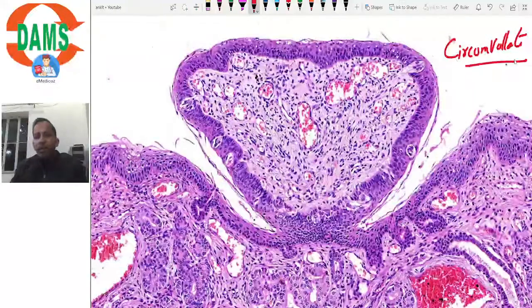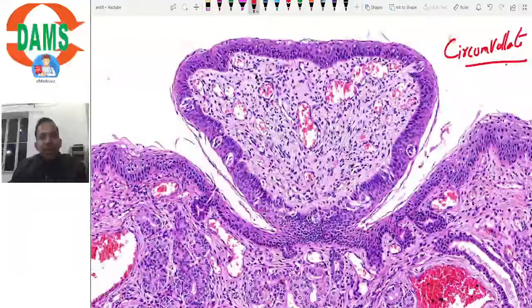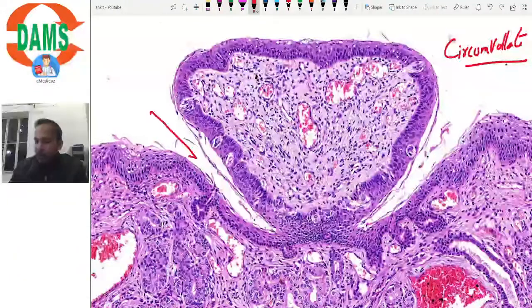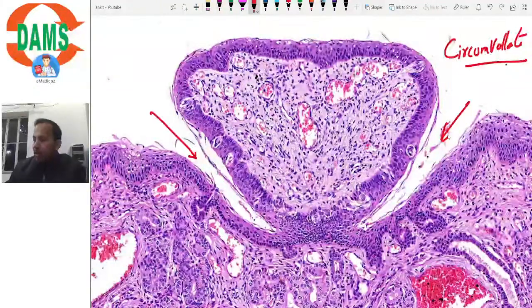Circumvallate papilla. Right. So the circumvallate papilla appears almost like a mushroom shape. Plus it has taste buds on its walls. It is surrounded by a crypt. This is the crypt, isn't it? And it has taste buds on its wall. So these are the taste buds.